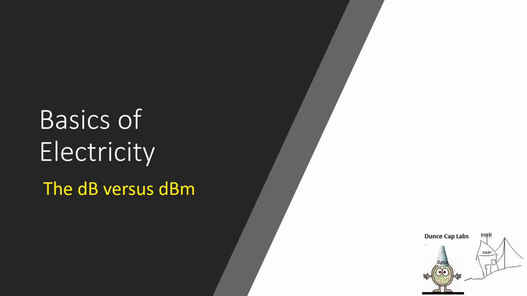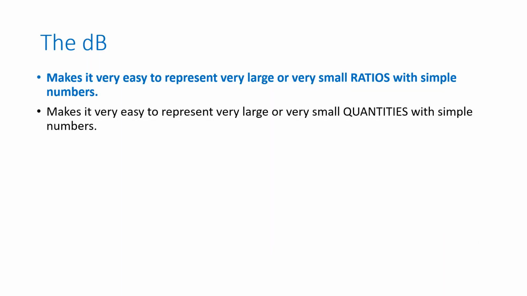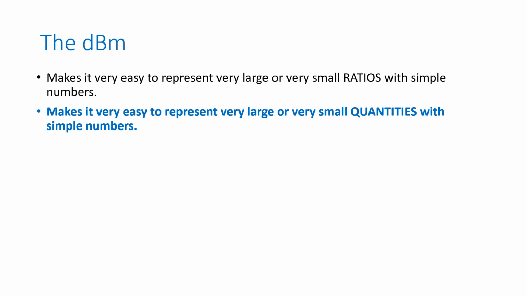Okay, so dB versus dBm, what are we really talking about? Well, remember the dB was a way to represent very large or very small ratios using simple numbers. For our context, we're talking about power ratios, although it could be current or voltage or audio levels, but we're just going to stick with power ratios. The dBm does everything the dB does, but it gives us the cool option of specifying a quantity, whether it's very large or very small, with simple numbers as well.